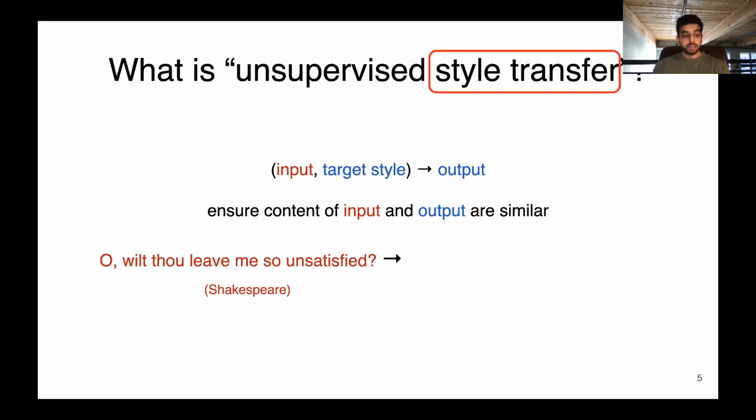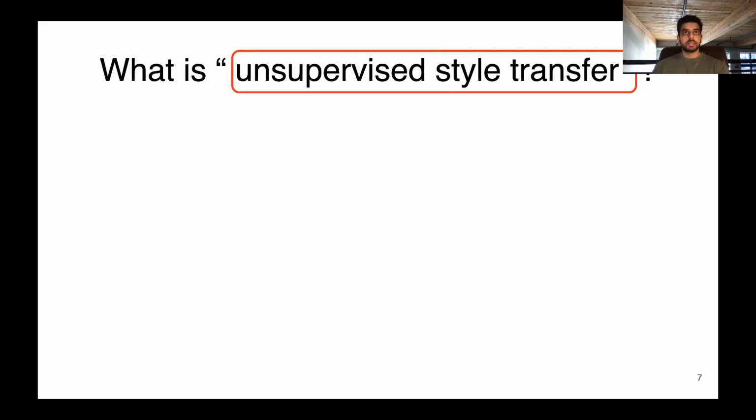An example, just to make things more clear, is the following input sentence: "Oh, wilt thou leave me so unsatisfied," which is from Shakespeare. We can style transfer this over to something like Twitter speak by having our model produce something like, "Oh, you will leave me so sad, question mark, sad face." You can see that, of course, some aspects of the meaning have been warped here, but overall, it's done a fairly good job at preserving at least the high-level semantic content of the input sentence.